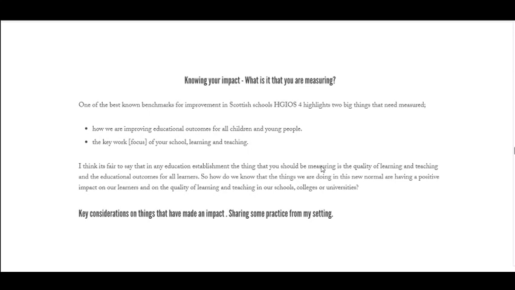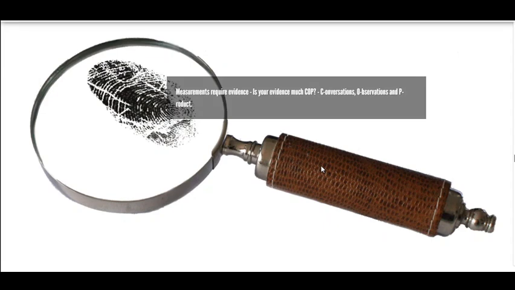which should be a focus. And I think it's fair to say that in any education establishment, the thing that you should be measuring is that quality of learning and teaching and the educational outcomes for all our learners. So how do we know that the things we're doing in this new normal are having a positive impact on our learners and on the quality of learning and teaching in our schools and in our colleges and in our universities? So key considerations, things that I felt on our journey at Harris that have made an impact. I'm just going to share some practice for that.